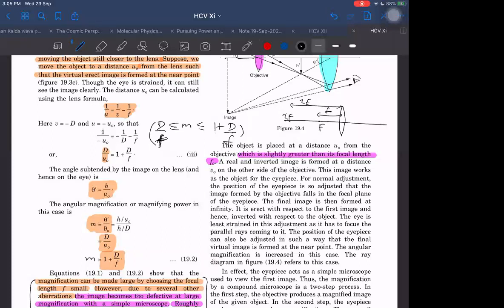If I place it between f naught and 2f naught, the image will be magnified, but inverted. It will be formed on the other side. It will be real also, a real image. A real and magnified image will be obtained. That is why we do that. If we keep it between f and 2f, we want the image to be real as well as magnified. Now, here it is inverted, but inverted is not a problem.